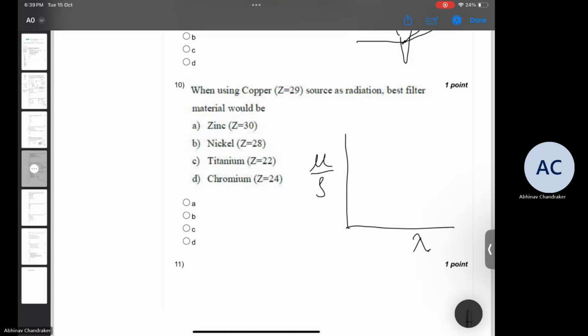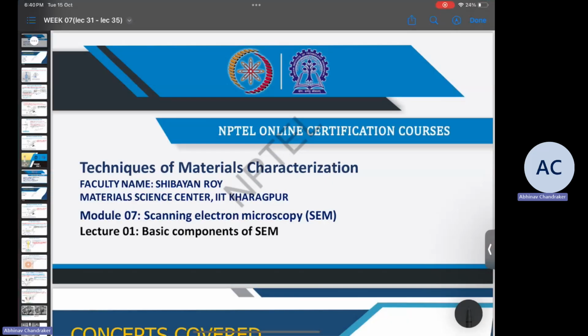The higher energy X-rays will get absorbed more. Sorry, the lower energy will get absorbed more, while the higher energy will get absorbed less, because it is more penetrating, and it will interact less with the atoms in the specimen. So usually it's something like this, but at some particular lambda, we see an increase and then again a decrease. Let's go to the concerned slides and also look at it.